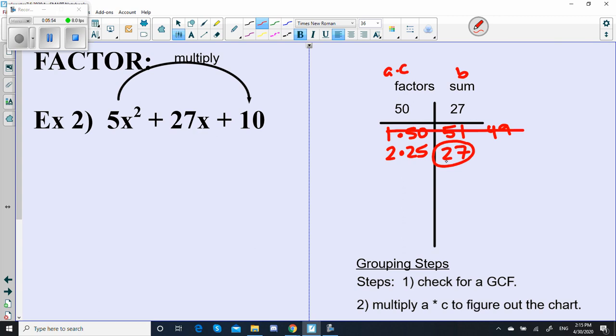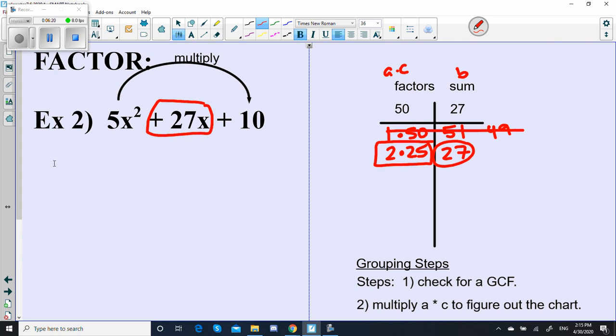So if I'm going to group this, what I'm going to do is take the two factors that we figured out, the 2 and the 25 that we used to just put into the parentheses. And now we're going to take this middle term and change it to these two, the 2x and the 25x. I'm going to replace it, pull the 27x out and put the 2x and the 25x in its place. And the order doesn't matter.